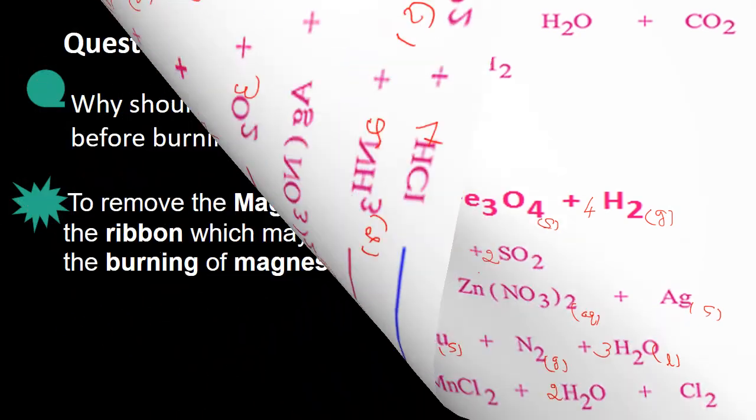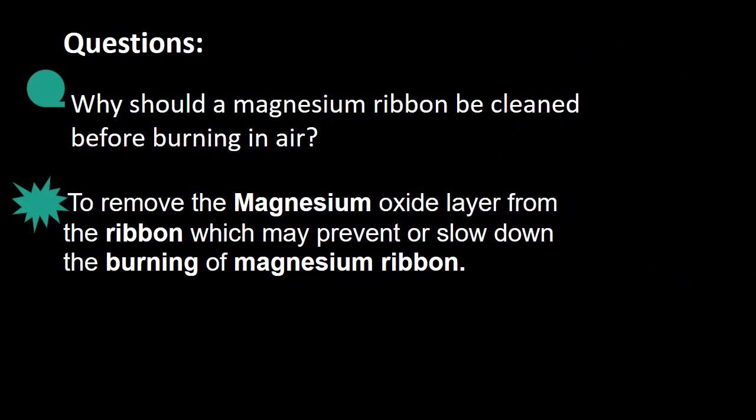Next, NCERT textbook. There they asked, why should a magnesium ribbon be cleaned before burning in air? I already told you that magnesium is a self-protective metal. When it is exposed to air, it forms a protective layer of magnesium oxide. If it is not removed, it will be very difficult to burn the magnesium ribbon. So what you have to write? To remove the magnesium oxide layer from the ribbon, which may prevent or slow down the burning of magnesium ribbon.